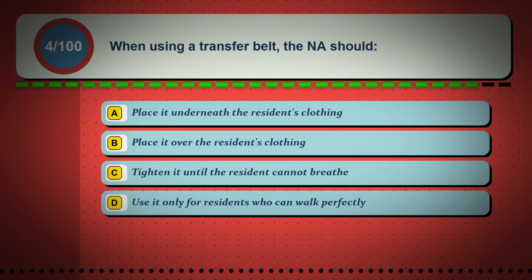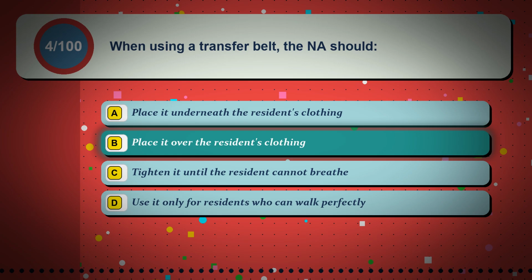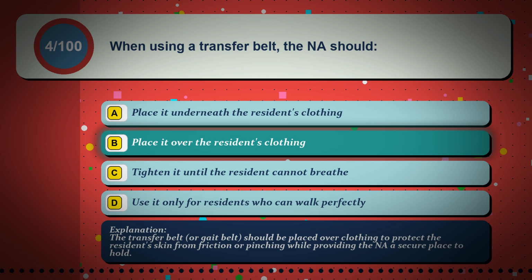Question 4. When using a transfer belt, the nurse should: Option A, place it underneath the resident's clothing. Option B, place it over the resident's clothing. Option C, tighten it until the resident cannot breathe. Option D, use it only for residents who can walk perfectly. The correct answer is option B, place it over the resident's clothing. The transfer belt, or gait belt, should be placed over clothing to protect the resident's skin from friction or pinching while providing the nurse a secure place to hold.